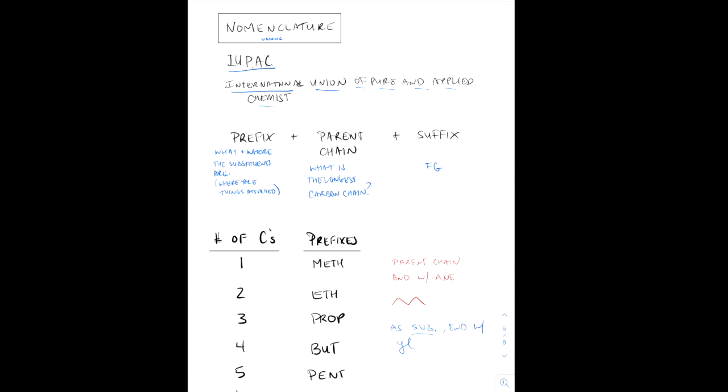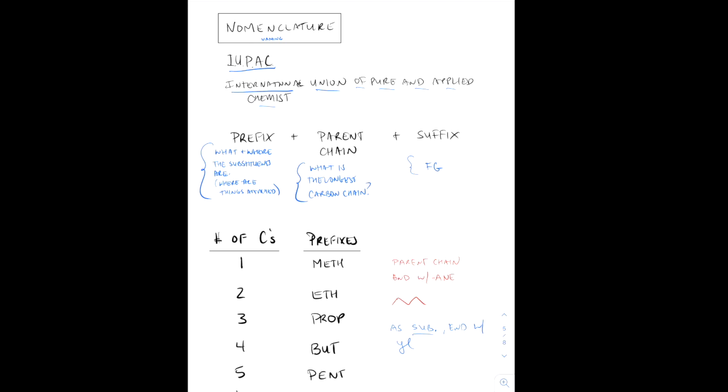Part of the rules include this basic order of naming a substance. We have a prefix, which is basically going to be what and where the substituents are on a given substance, or where the things are attached. After the prefix we have the parent chain. What is the parent chain? It is the longest carbon chain in that particular substance. And lastly we finish it off with the suffix. What is the suffix? It is basically the functional group, and different functional groups have different endings or suffixes.